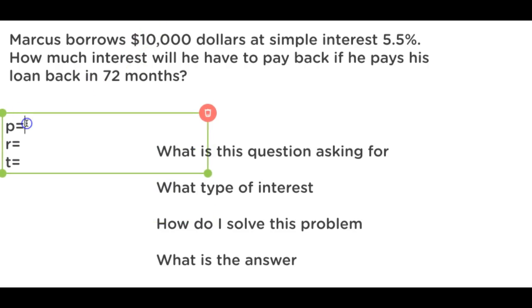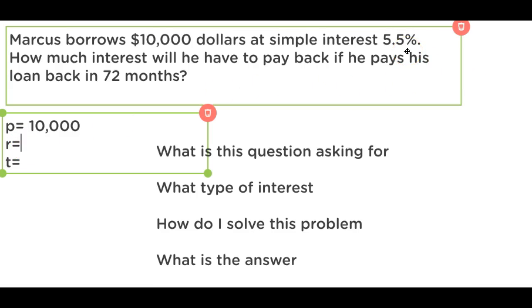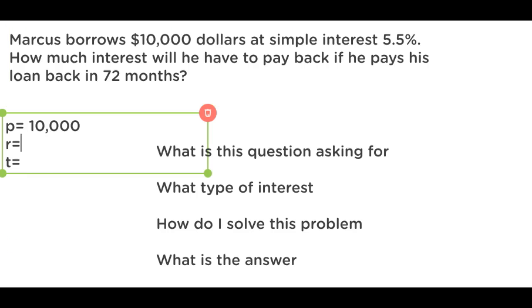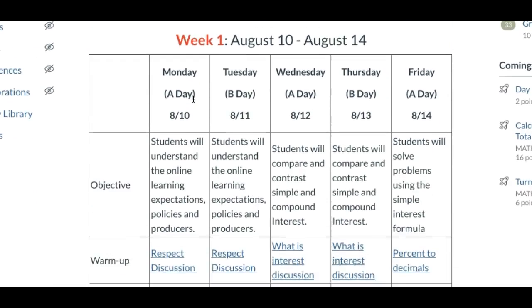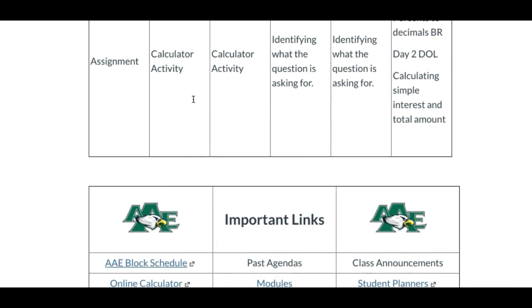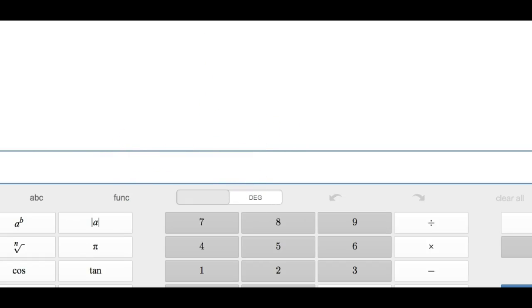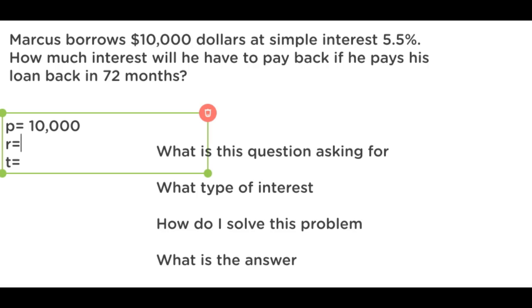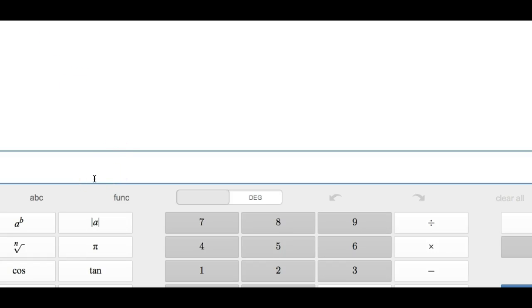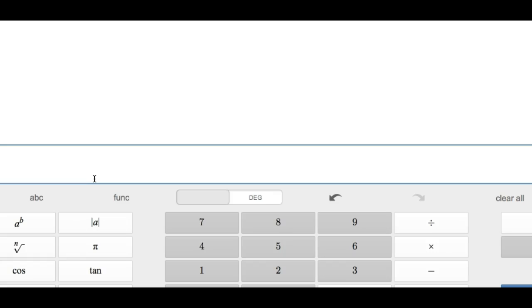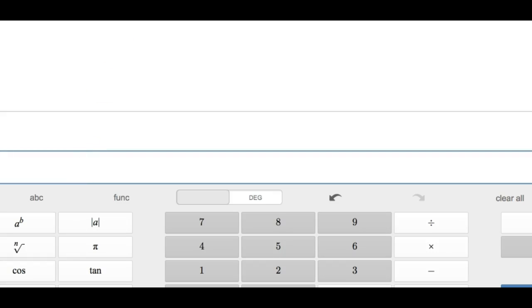I'm going to move this up. Our principal is $10,000. Our rate, remember I told you guys, you have to express this rate as a decimal, not as a percent. I'm going to select the online calculator for you guys, and we're going to use this. That was 5.5%. So remember, guys, I told you just divide it by 100. So you have 5.5 divided by 100, and the answer is 0.055.